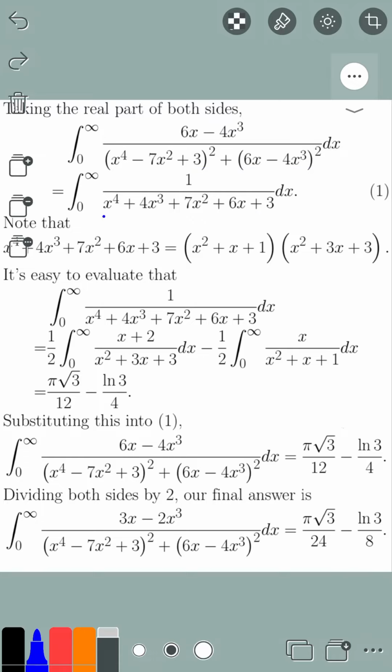And notice that this fourth degree polynomial in the denominator can be factored as x squared plus x plus 1 times x squared plus 3x plus 3. And well, now we know its factorization. So we can do partial fraction decomposition.